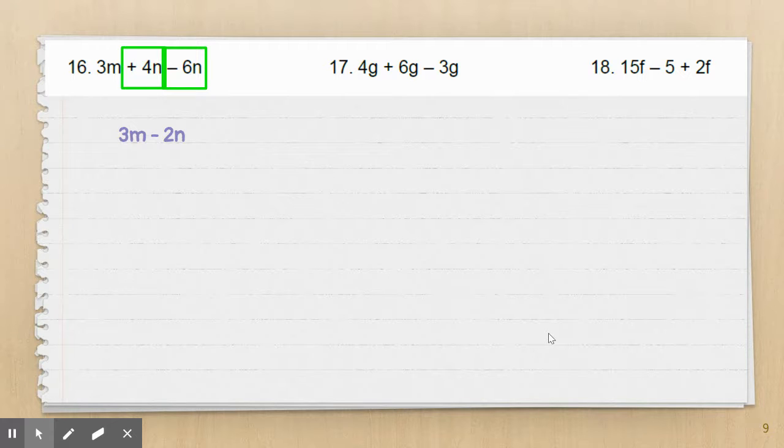17, they all have the same variable, so we just add and subtract across. 4g plus 6g is 10g. 10g minus 3g is 7g. Now for 18, what are the like terms here? Well, I see a 15f, and I see a plus 2f. So I'm going to combine 15f plus 2f. That gives me 17f. And again, we don't do anything with minus 5, so we just write it at the end.